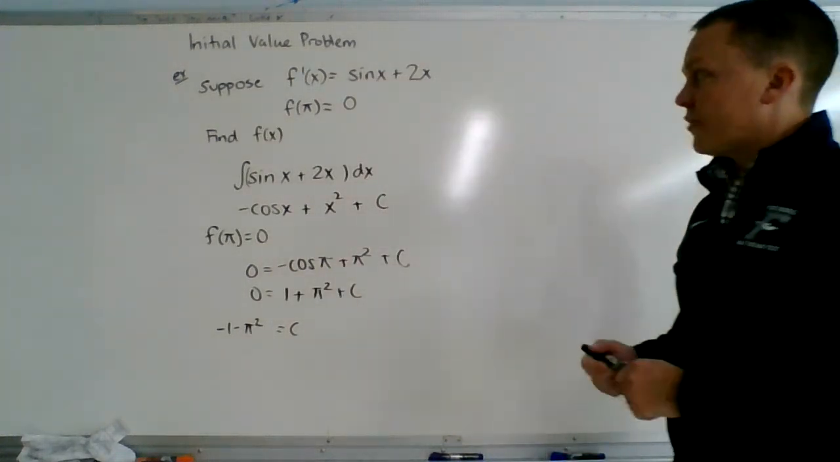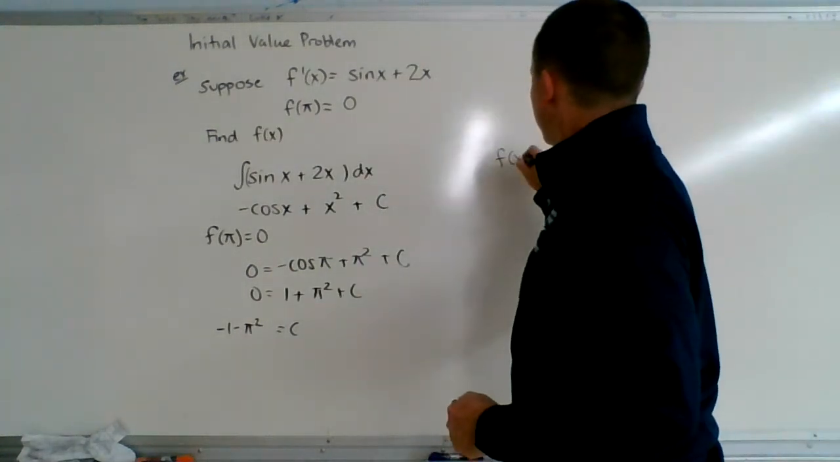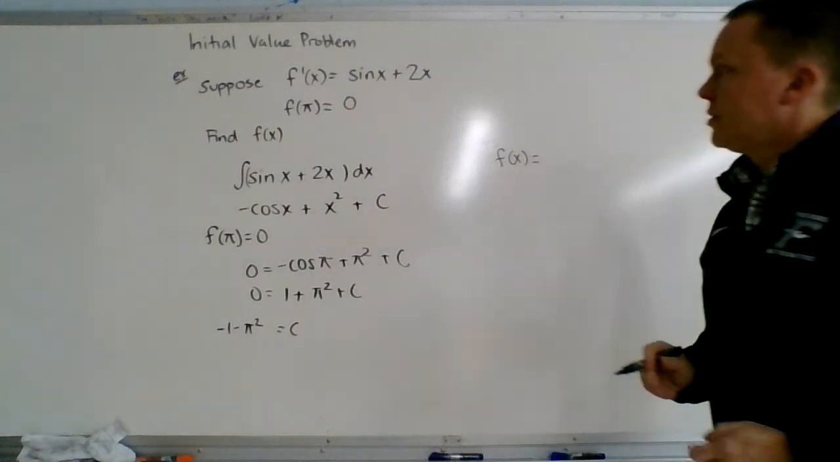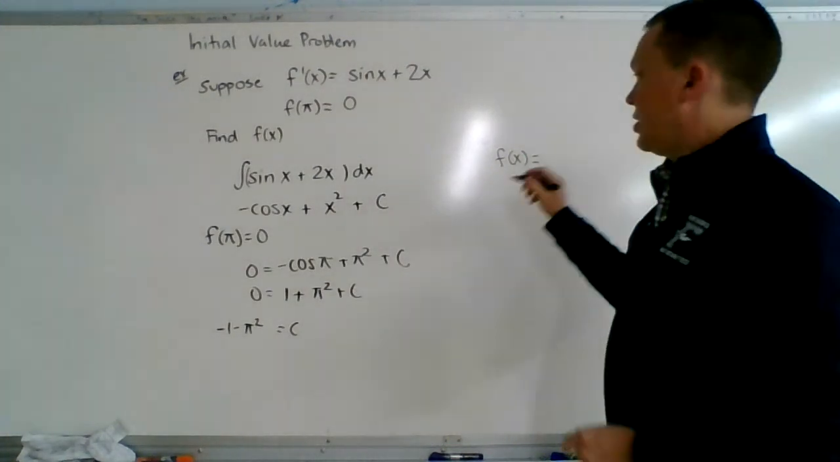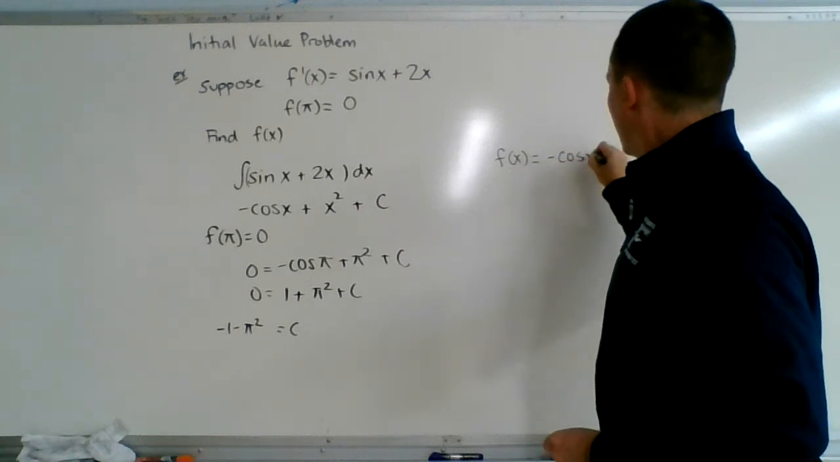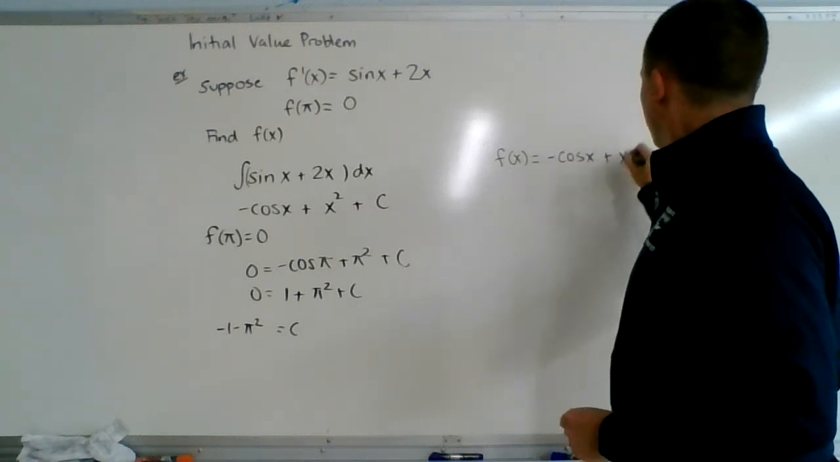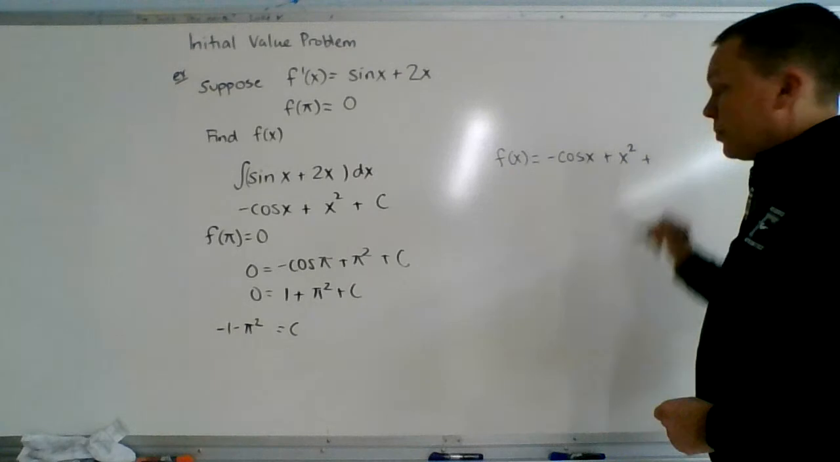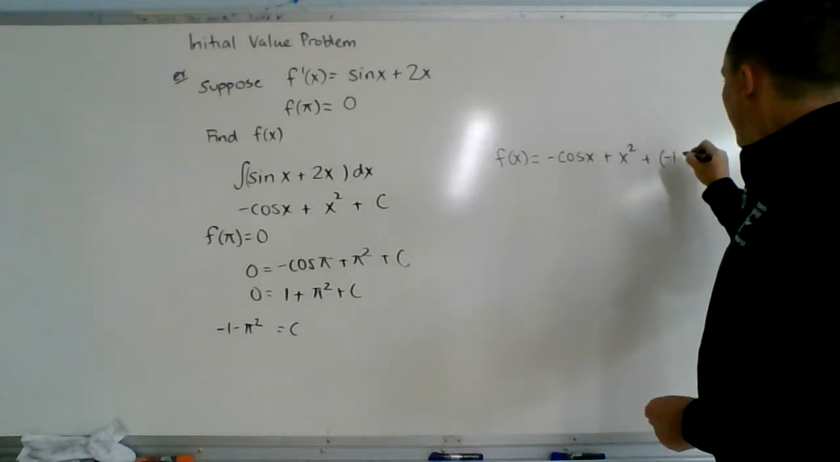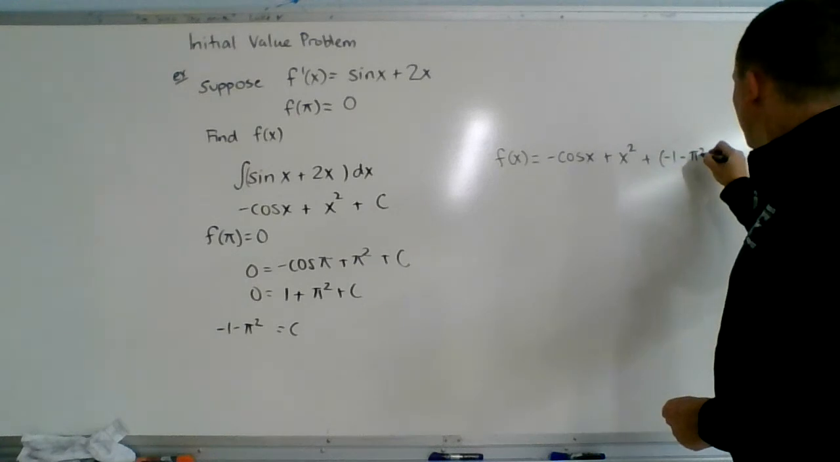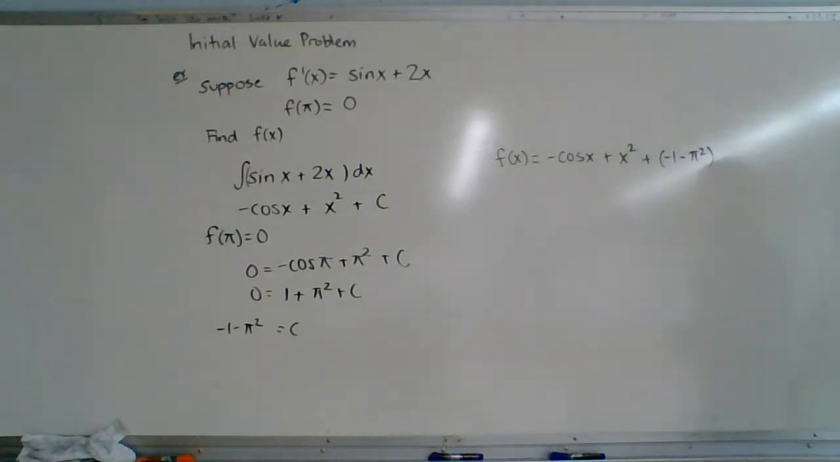Okay, so what's our final answer here for our mother function, if you will? It's negative cosine of x plus x squared plus, I guess, -1 minus pi squared. And I'll just put it in parentheses like that. That's the chips right there.